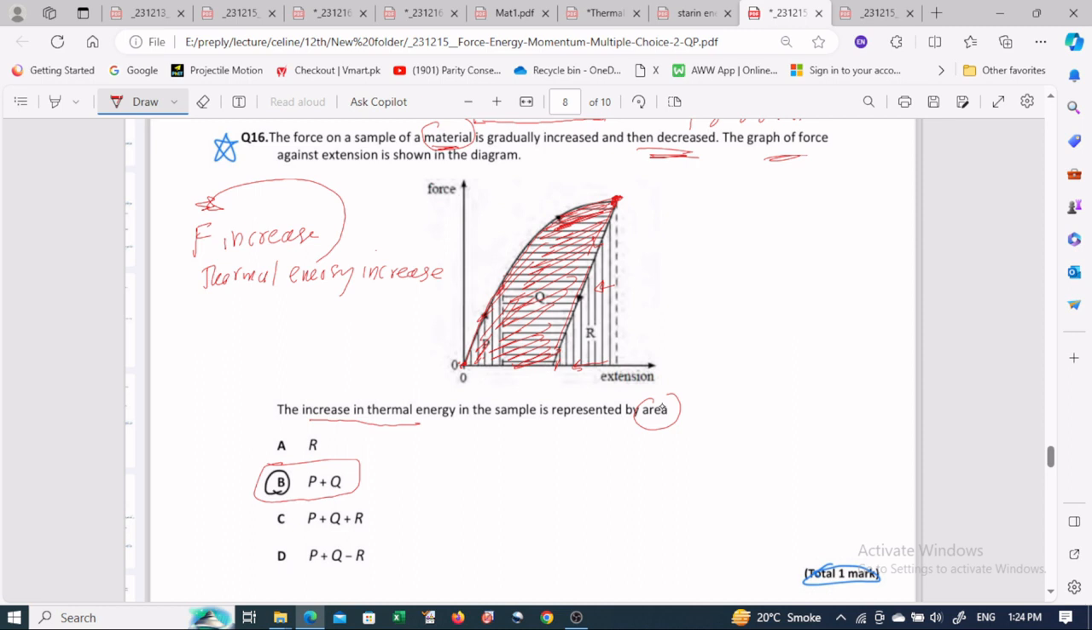So the question is why, by increasing the force, thermal energy increases. It is simple: when we increase the force, the speed of the particles increases, and when the speed of the particles increases, kinetic energy increases. And when kinetic energy increases, temperature also increases, because kinetic energy and temperature are directly proportional. So when we increase the kinetic energy, temperature will also increase, and a temperature increase means the thermal energy increases.